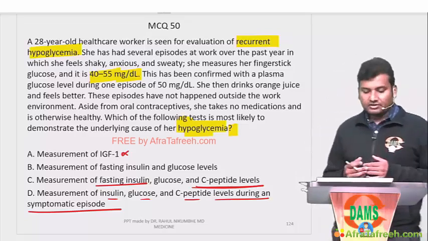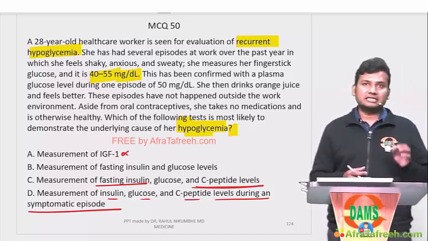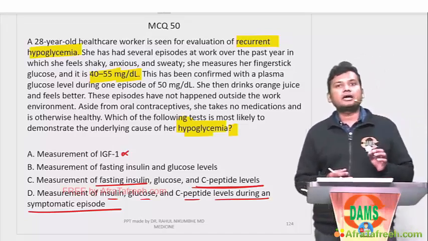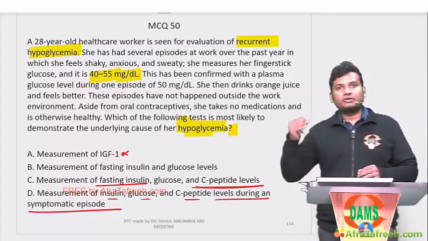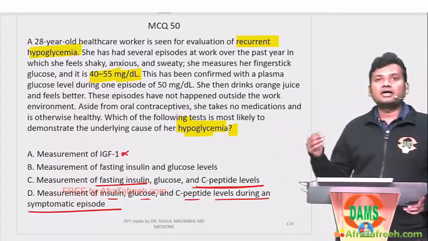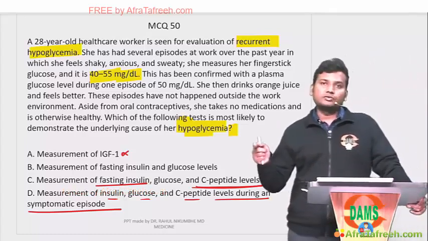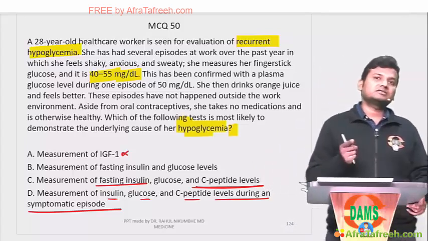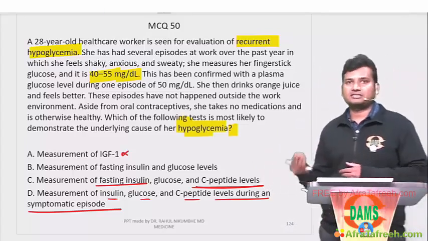Second is during symptoms. The best is during symptoms. Okay. I told you in hypoglycemia, when the patient is having symptoms, then you have to collect the blood and check the glucose. During symptoms, if glucose level is decreased, then these clinical features are because of hypoglycemia.